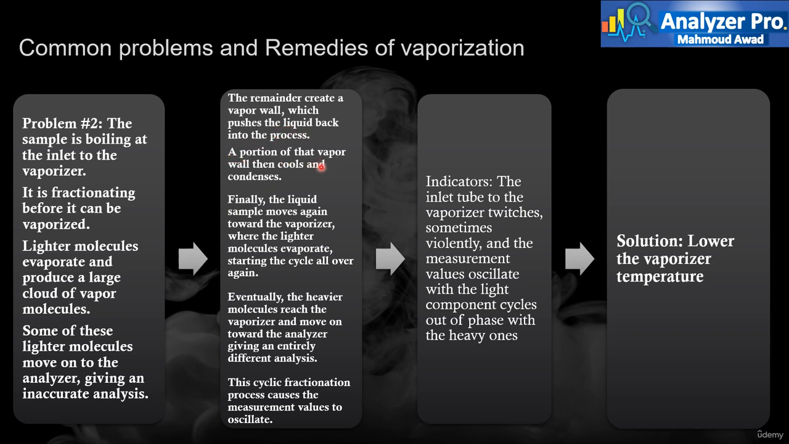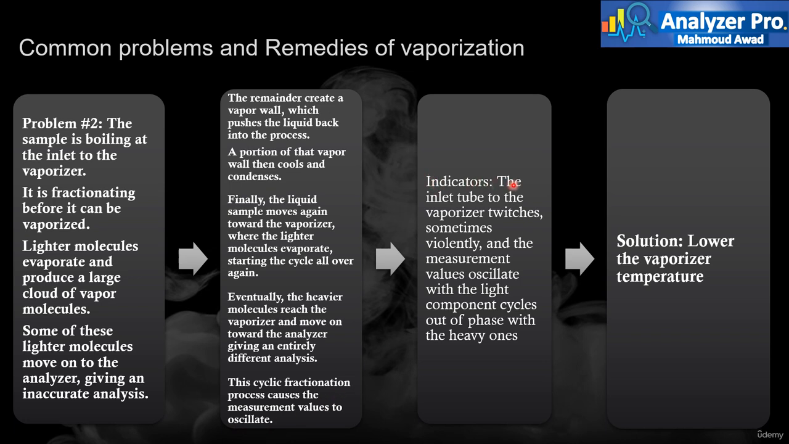A portion of that vapor wall then cools and condenses. Finally, the liquid sampled moves again toward the vaporizer, where the lighter molecules evaporate, starting the cycle all over again. Eventually, the heavier molecules reach the vaporizer and move on toward the analyzer, giving an entirely different analysis. This cyclic fractionation process causes the measurement values to oscillate.